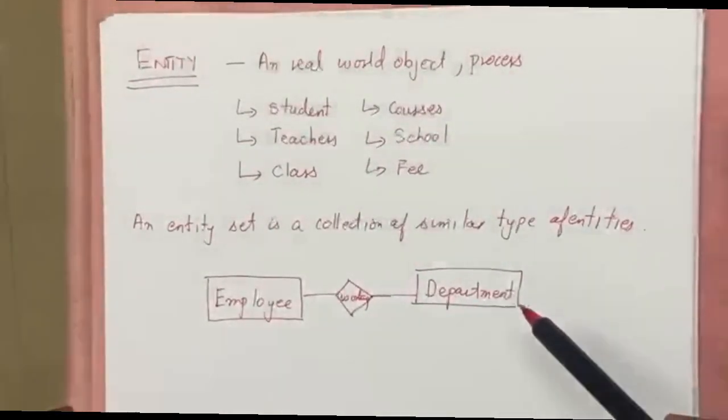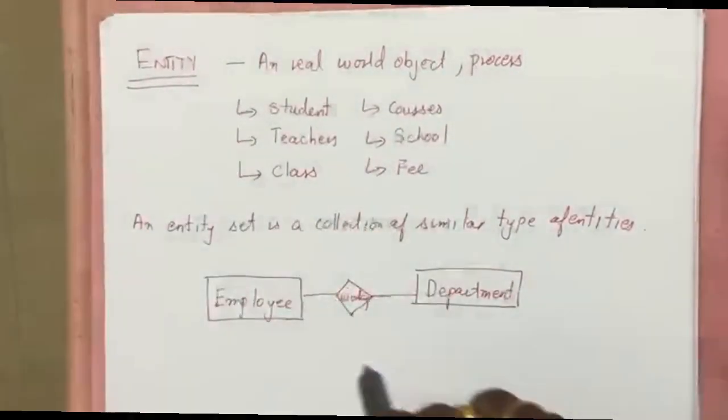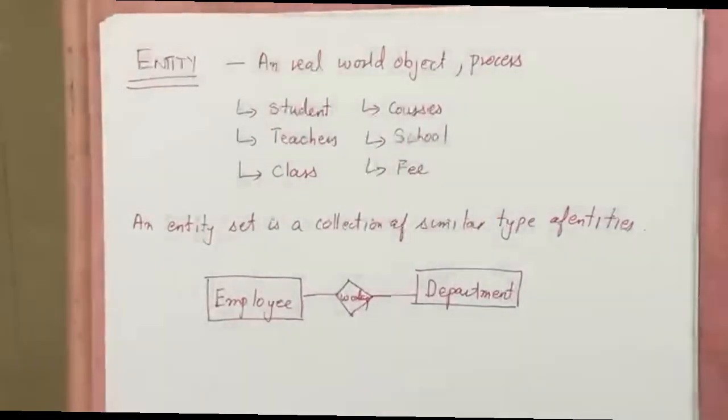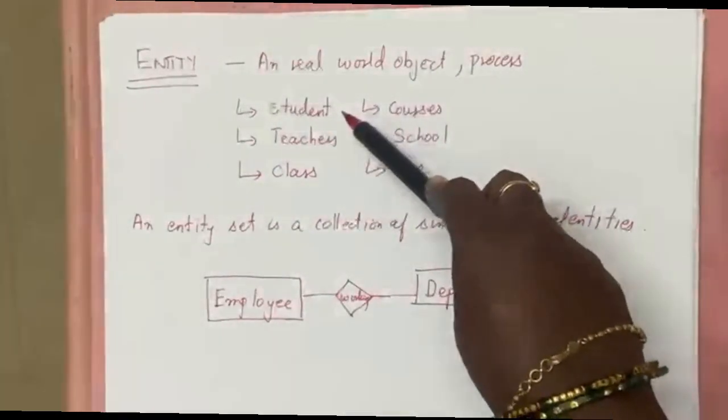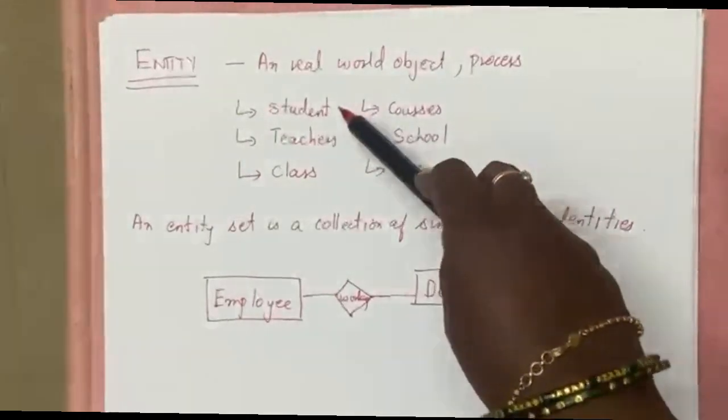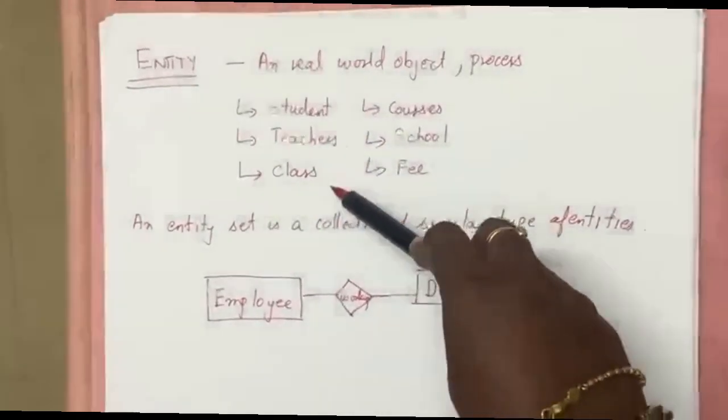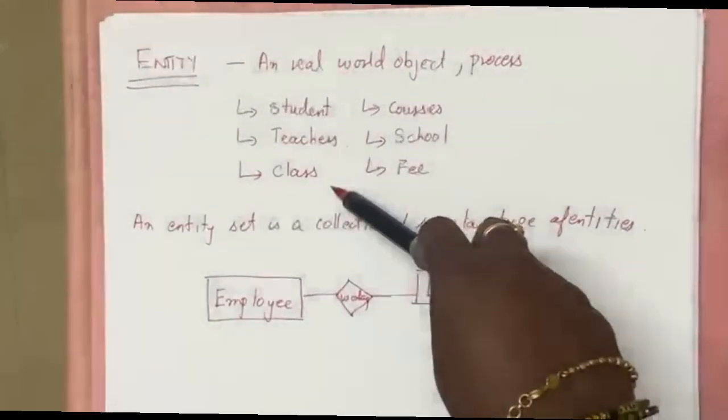The next one, we are going to see what is an entity. Entity can be anything in a system. It can be a real world object, it can be a process, it can be a system that is followed, even a simple transaction also can be an entity. I'm going to give you some examples of entity. In a student database, student is an entity, teacher is an entity, class they handle is an entity.